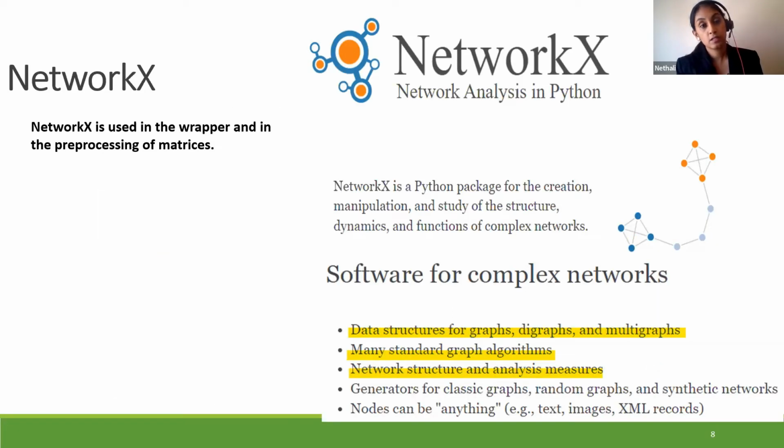Throughout our project, we use Python and NetworkX. This is network analysis in Python that we're using. What I'm showing you here is directly from the page of NetworkX. If you remember, I told you about a wrapper that I use in the pre-processing of these matrices, and NetworkX is used heavily in my wrapper. All of the network metrics are coming through NetworkX's network metrics.